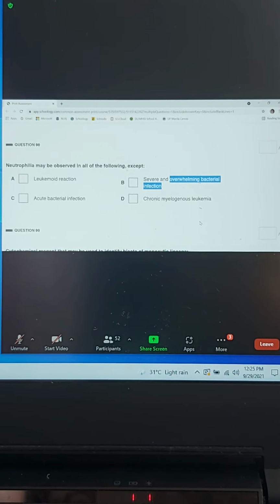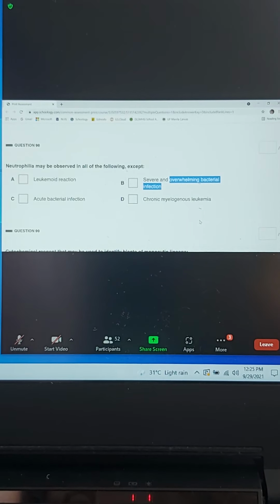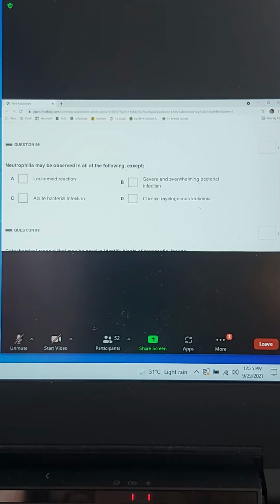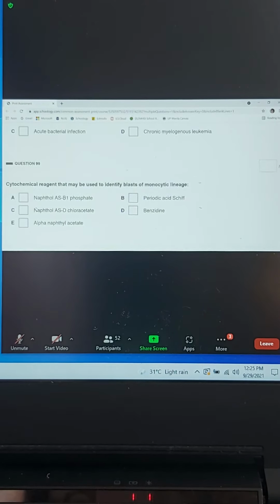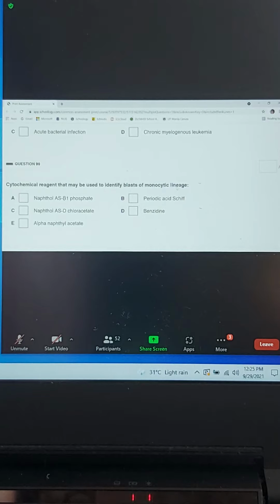Makuha nyo? Makuha ba, class? Yes po. Huwag kakalimutan tong key term na to, itong overwhelming. Then, 99, so cytochemical reagent that may be used to identify blasts of monocytic lineage.